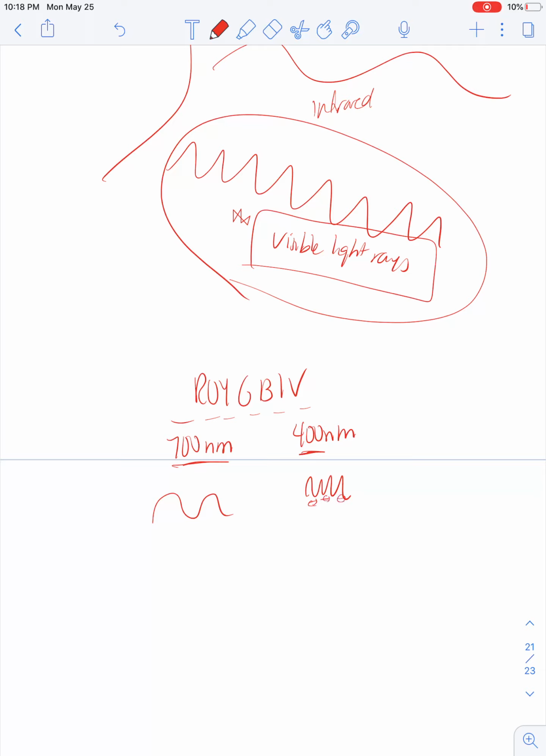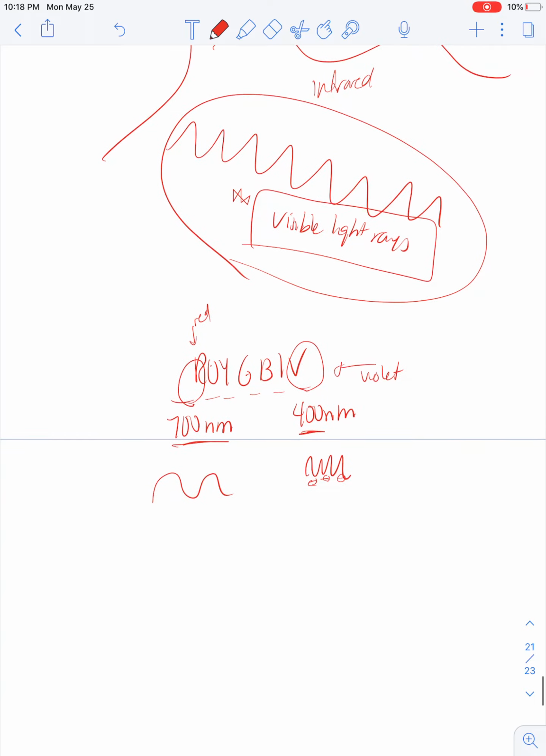400 nanometers means that the wavelength is closer together. And so Roy G. Biv, you guys should know, red, orange, yellow, green, blue, indigo, violet, that's what it stands for. So the highest frequency is violet. So if you have a violet flame, it's going to be higher frequency, it's going to be hotter than a red flame, right? And so this is what we perceive as color, right?